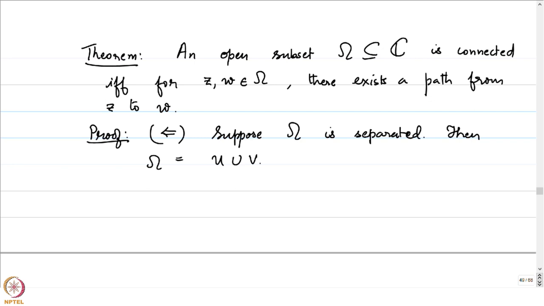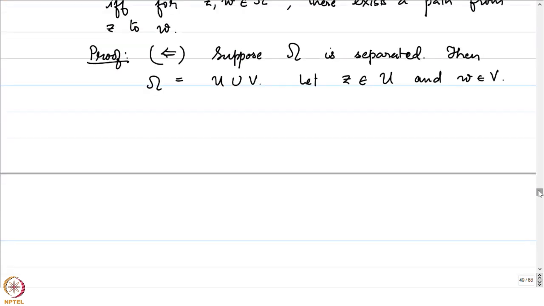Notice that omega is an open subset of C, so we don't have to worry about whether it is open in omega or open in C. But anyway, let's pick two points Z and W, where Z is in U and W is in V. Because U is non-empty, there certainly exists one such point. So let's take two such points Z and W. We will show that there does not exist a path from Z to W, and that's the contradiction we will be showing.